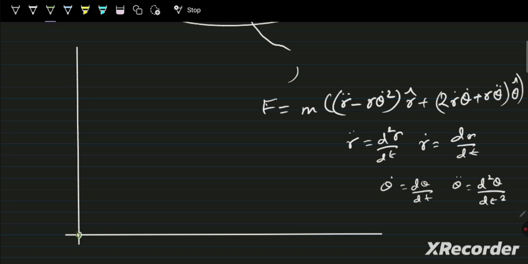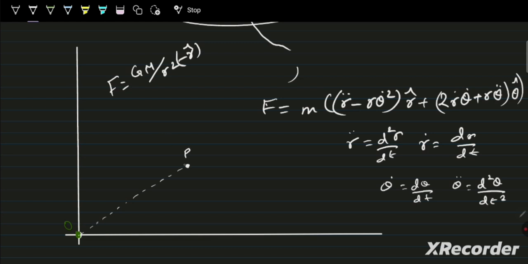So now consider this green dot to be a fixed point O, and O produces a gravitational field of the form GM by r square times minus r cap, because it is directed radially towards O, not away from O. That is why it will be minus r cap. Now consider a point P, which is under investigation, to see how it will move under the given force.